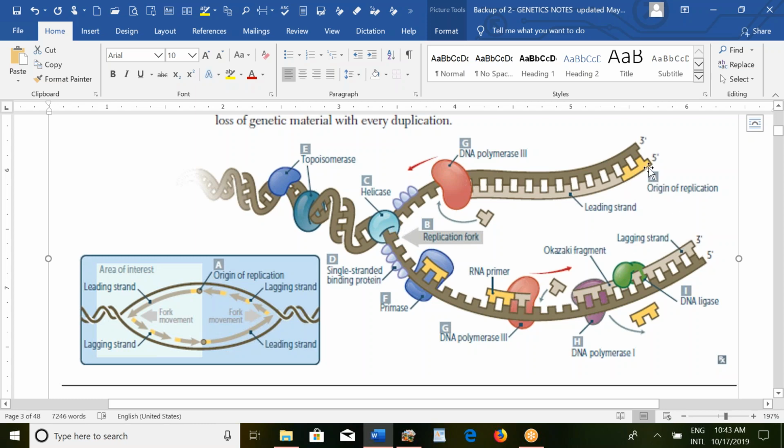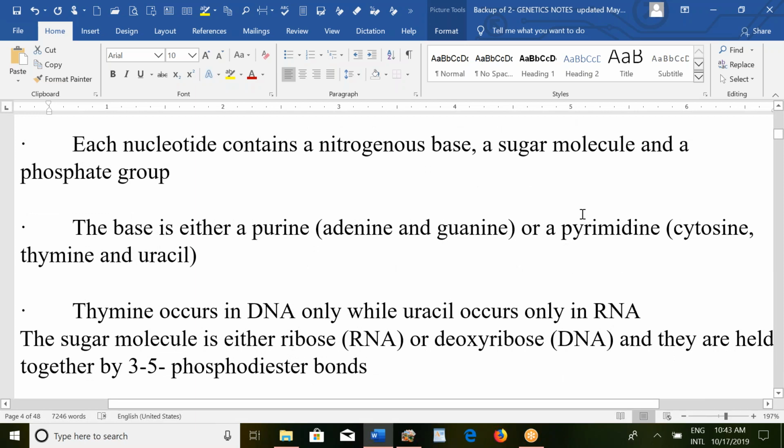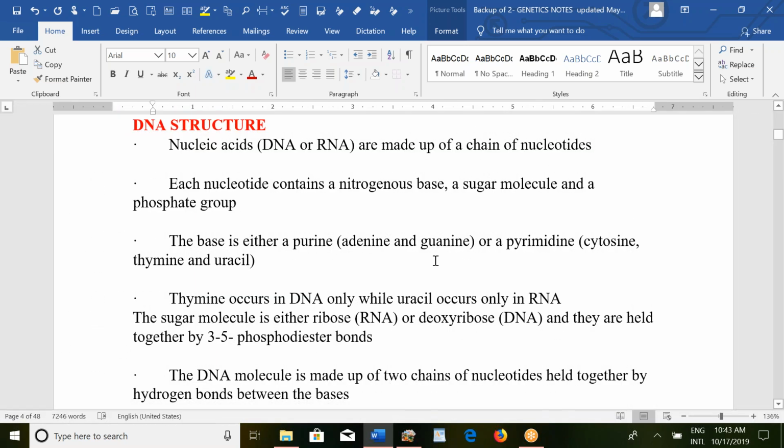So if the leading strand is in direction 5, then the lagging will be in direction 3. Here the leading strand was in the 5 direction, and then the opposite came in the 3 direction. Here it started at number 5, so it is in the 3 direction. So that's how you can always interpret how they will behave.